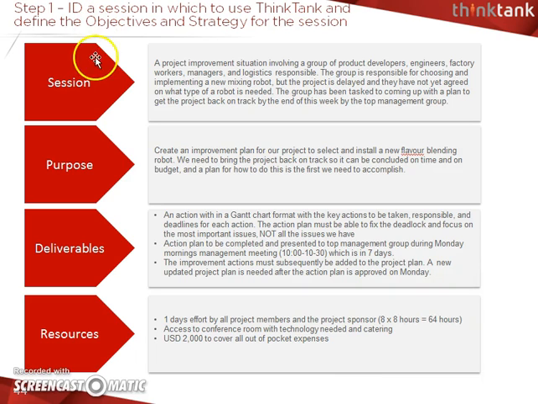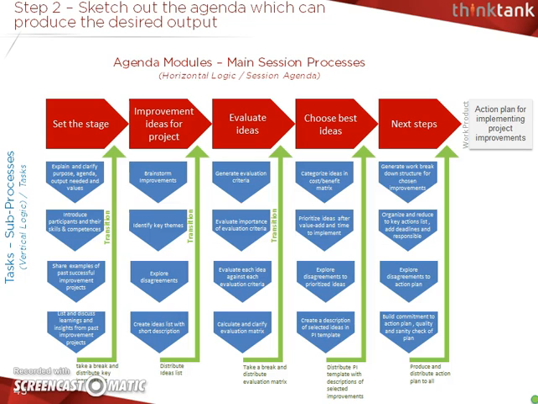These are the things you need to define as outlined here. Step number 1. Now, step number 2 would be to sketch out the agenda, which can produce the desired output. You need to consider the horizontal and the vertical logic, and here you see an example of a session where the agenda logic has been sketched out to deliver on the work product defined.